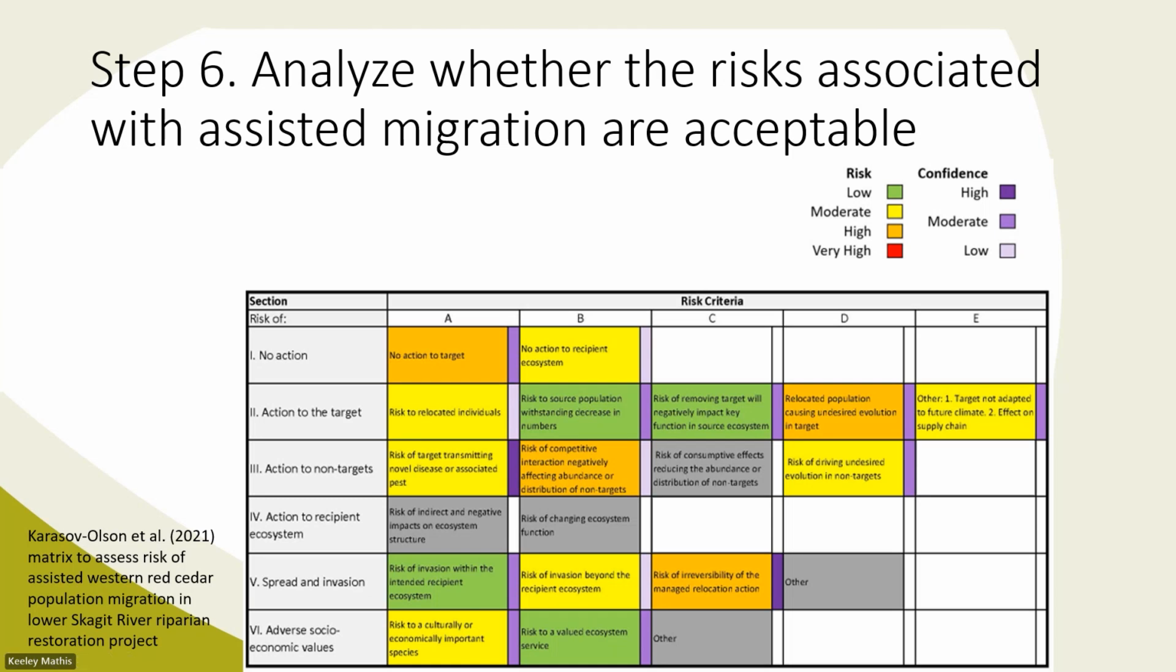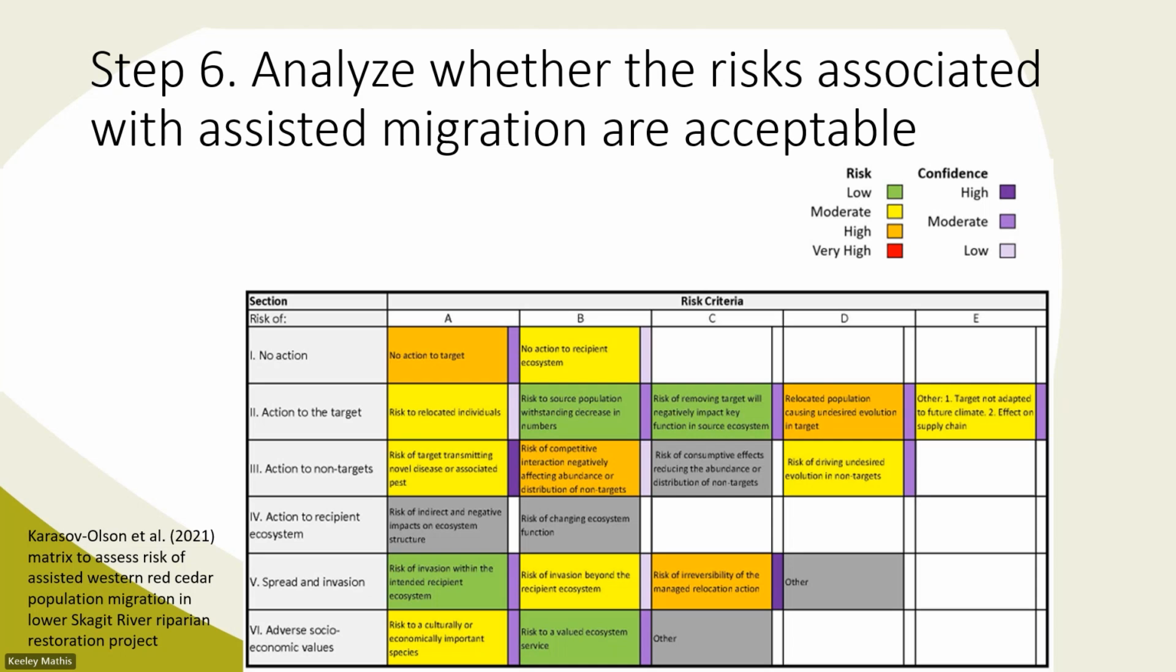And so for each section, you answer the questions they give you, and your answers will determine if you set the risk at low, moderate, high, or very high. And then you also set the confidence level from low to high based on how sure you are of your answers. Like, do you have scientific research or are you just guessing?